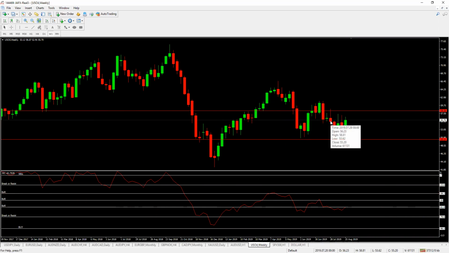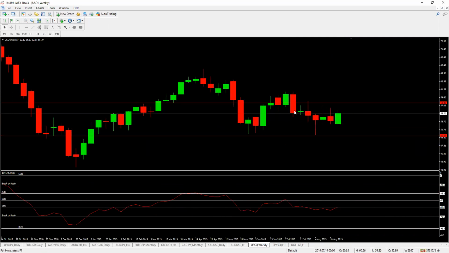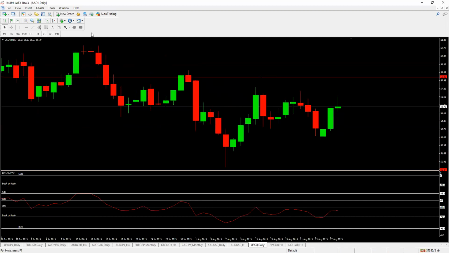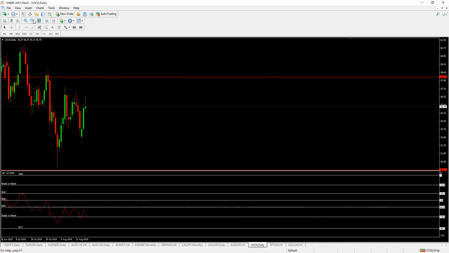So what we do at this moment is look for a bullish movement. We get a pin bar right on support. So this is a pin bar. Now let's go to the daily.